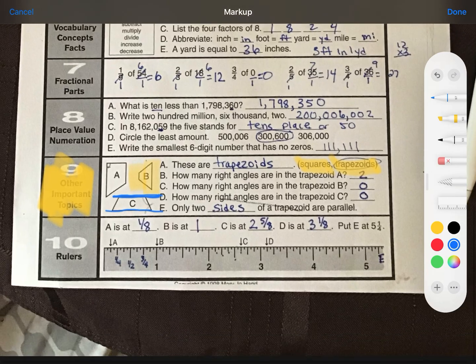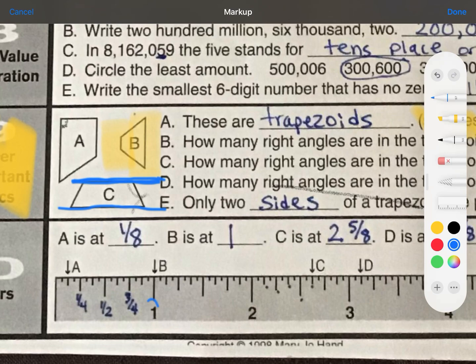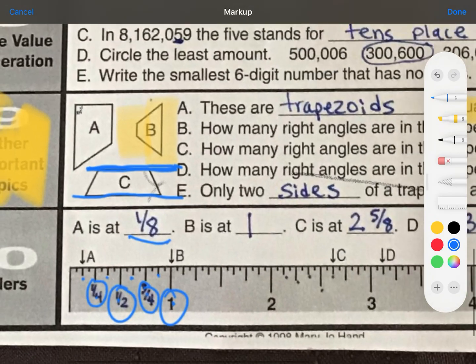Okay, ruler. Really try to zoom in here. Okay, so we know a whole and a half, and then these are fourths. But these little bitty lines, some people may get confused with those. But this is an eighth. So 1/8, 2/8, 3/8, 4/8, 5/8, 6/8, 7/8, 8/8, which is a whole. So A is pointed at 1/8. Now these really tiny lines right here are 16ths.